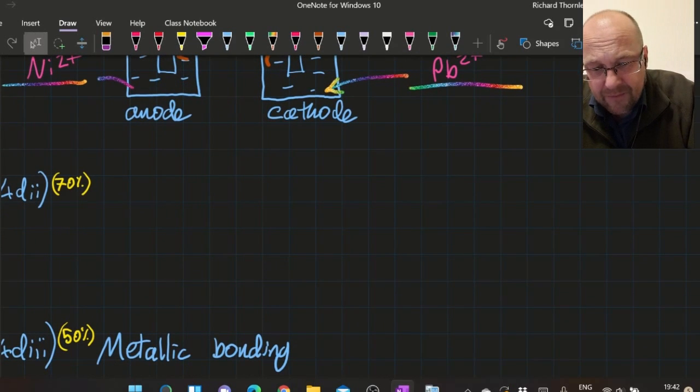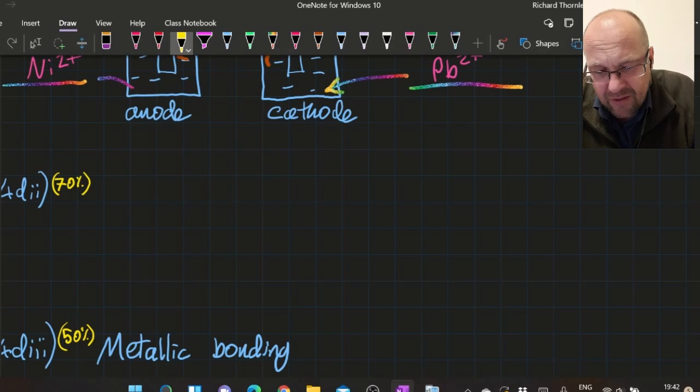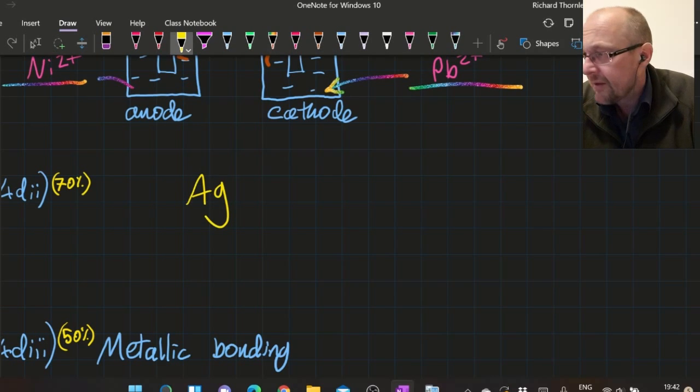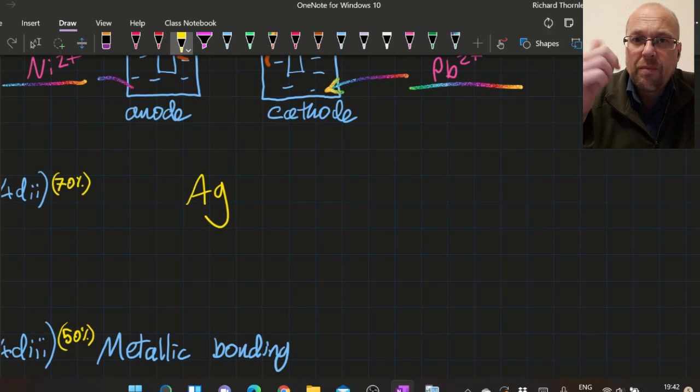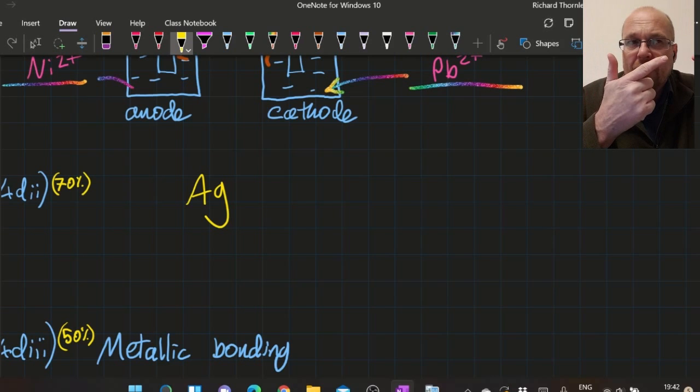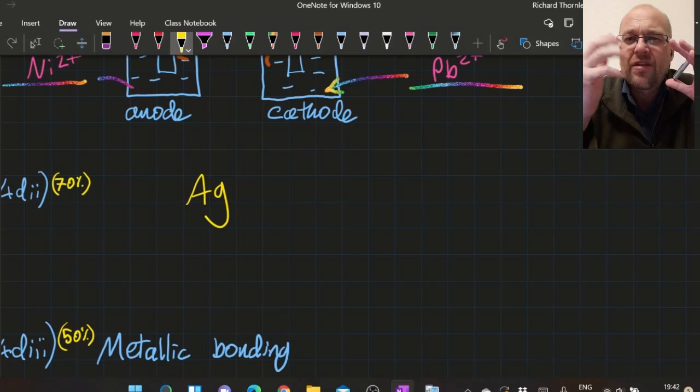Most people got that, so I don't feel I need to thrash that. Let's just say silver, Ag. Next up, describe the bonding in metals. So it's always positive metal ions in a sea of delocalized electrons. But that's for 1 point. This is 2 points. So they want another thing. Positive metal ions in a sea of electrons.